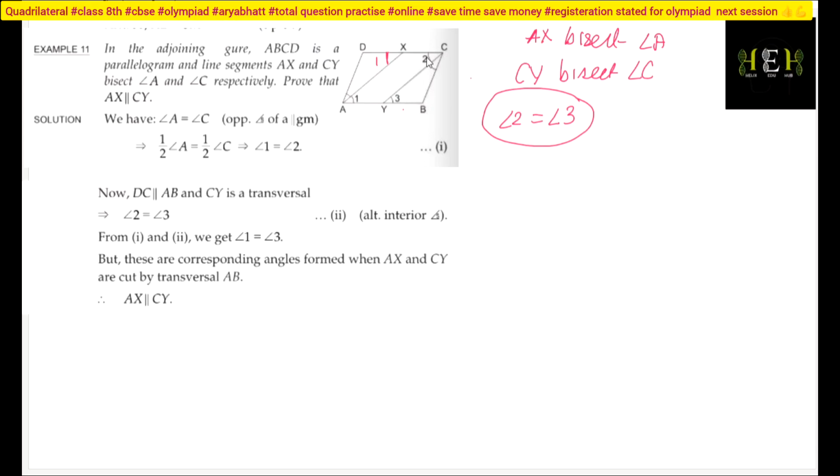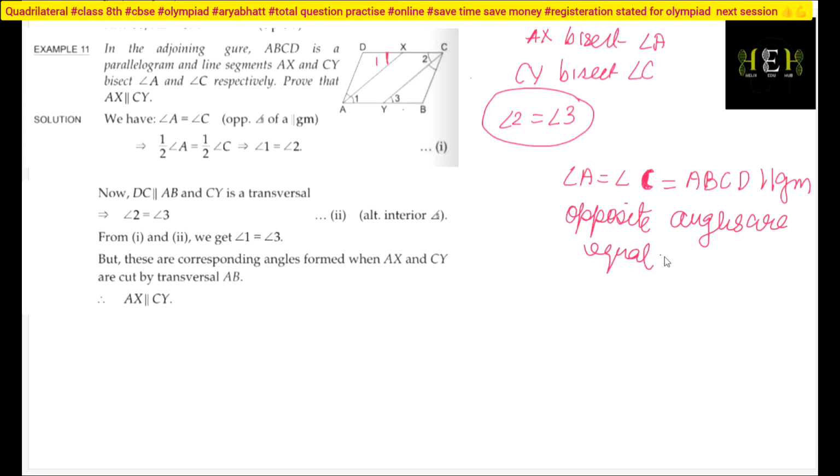Now see, since it is a parallelogram, angle A is equal to angle C, right? Because ABCD is your parallelogram, and opposite angles are equal. This is the property of a parallelogram. So if I take half of each, half of angle A is equal to half of angle C, so I can make angle 1 equal to angle 2. Means this one is equal to this one.